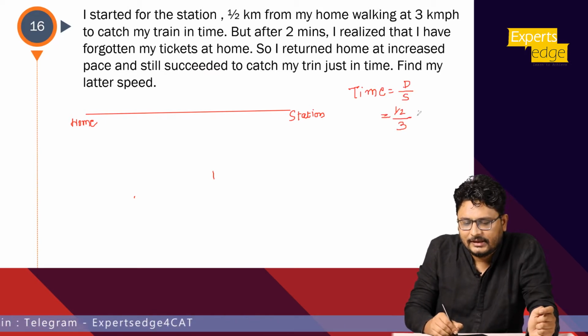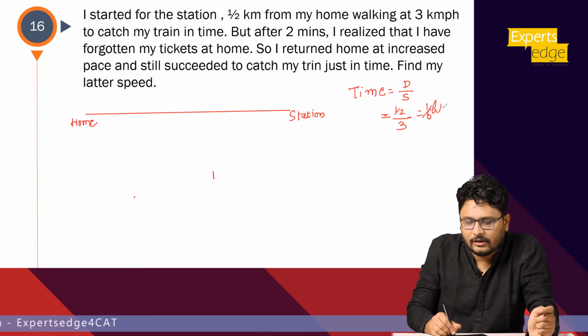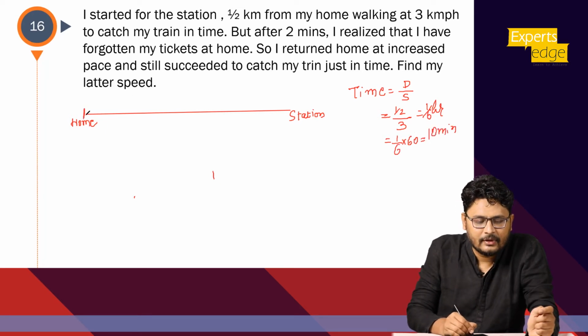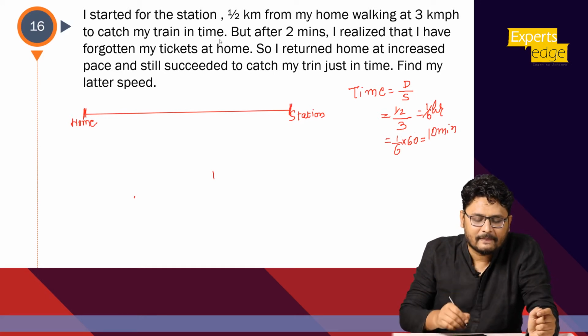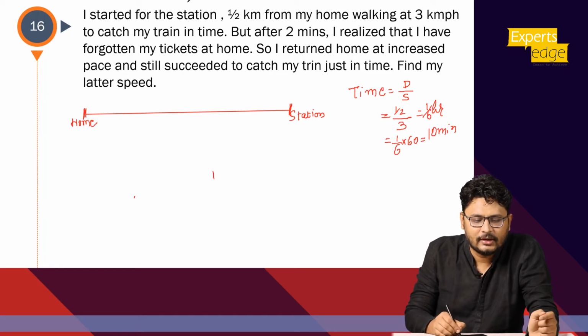So basically he takes every day 1/6 of the hour. What is 1/6 of the hour? 1/6 of 60. So technically he takes 10 minutes every day to go from home to station. Okay, that is his daily routine. One day, after 2 minutes, he realized that he has forgot the tickets at home, right?